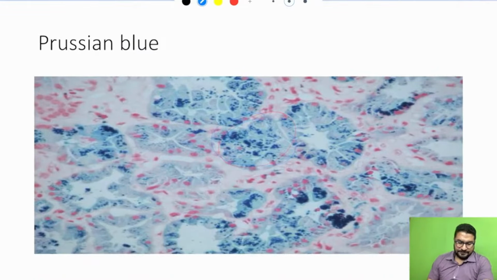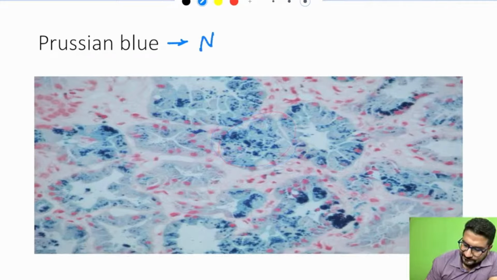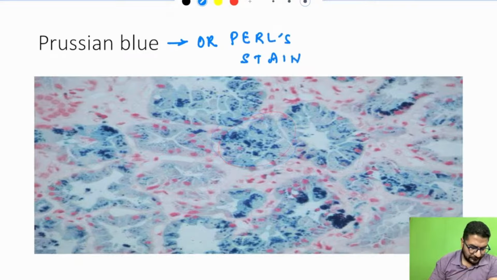Now coming to blue, Prussian blue. This is a bluish color stain, Prussian blue. तो Prussian blue किसके लिए यूज़ करते हैं, कौन बताएगा? Anuj, Rishabh, Shaukat, where do we use Prussian blue? Anyone? Easy है. Prussian blue is also called pearl stain.